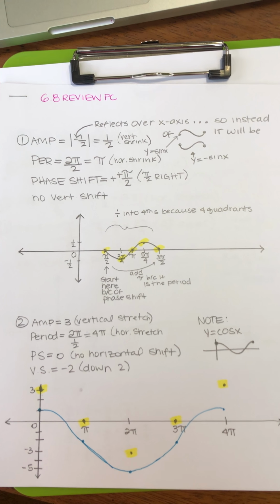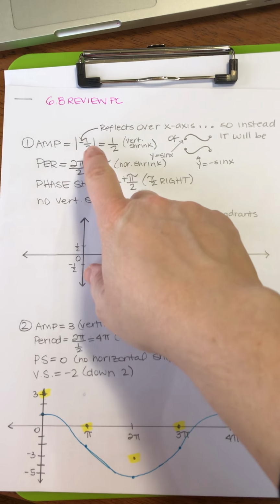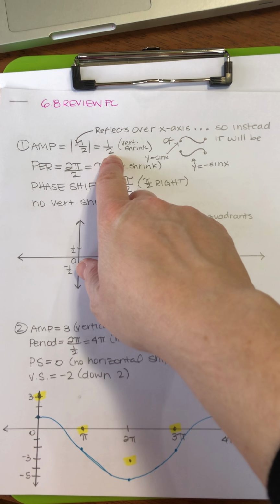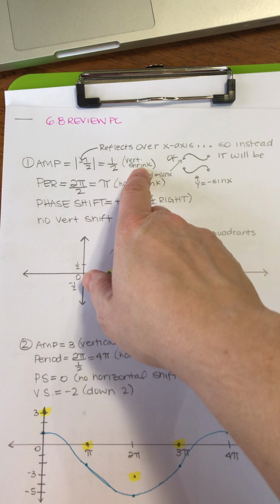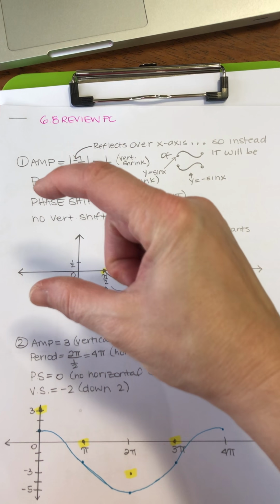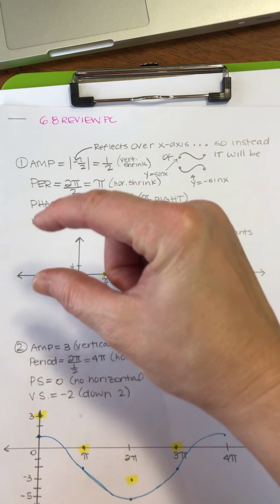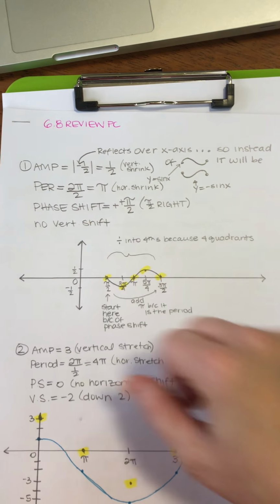First of all, on the first one, we take the absolute value of -1/2, which is 1/2, and that's going to give us the amplitude. That is a vertical shrink since it's less than 1. So that basically means the curve's going to go from this to that height, okay?